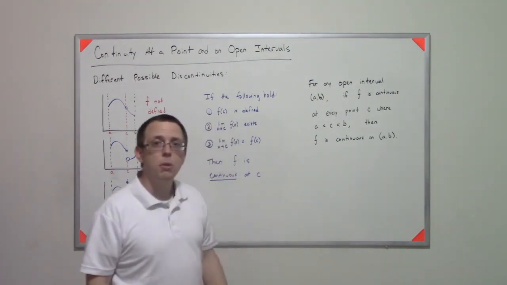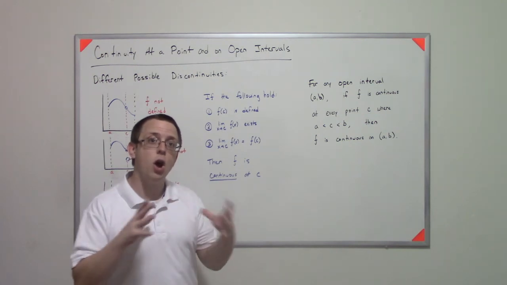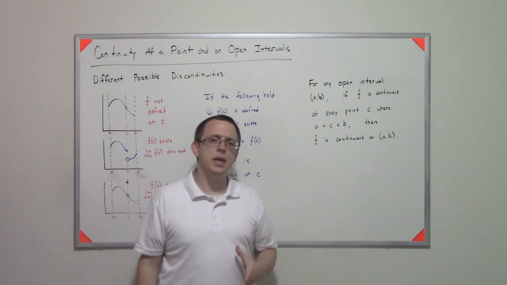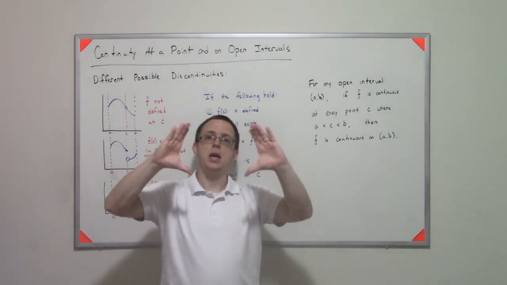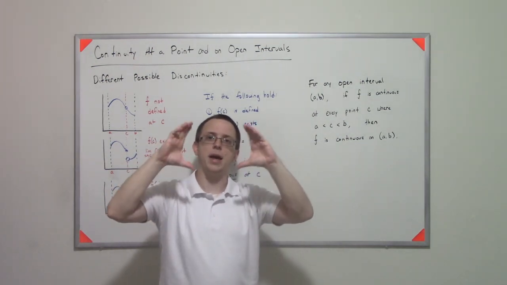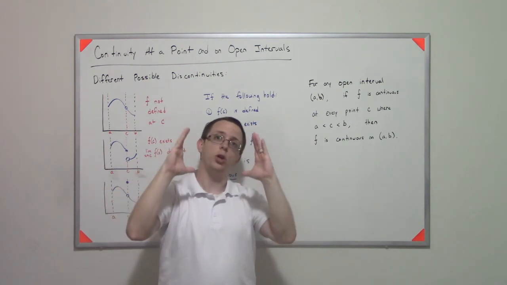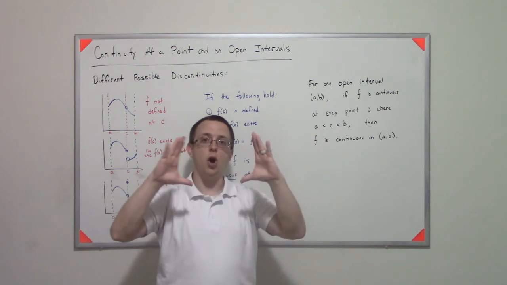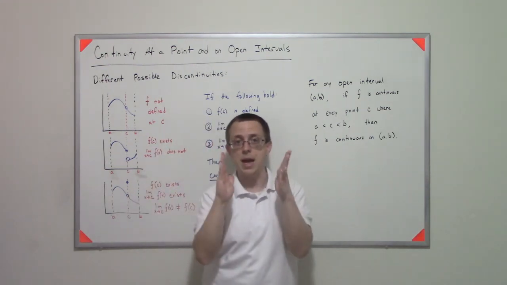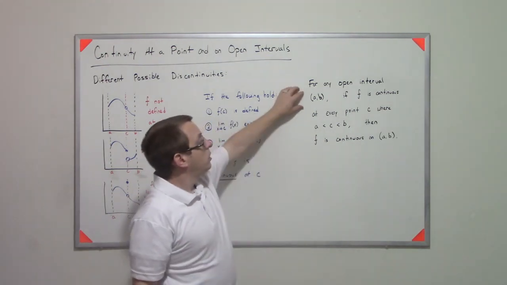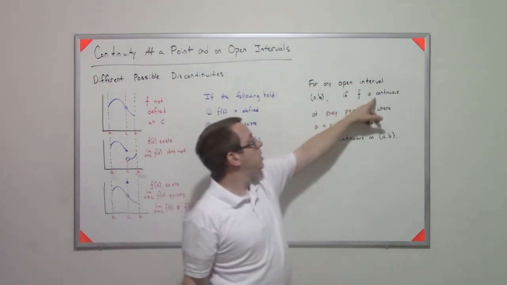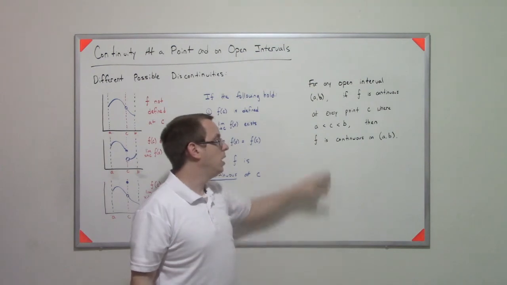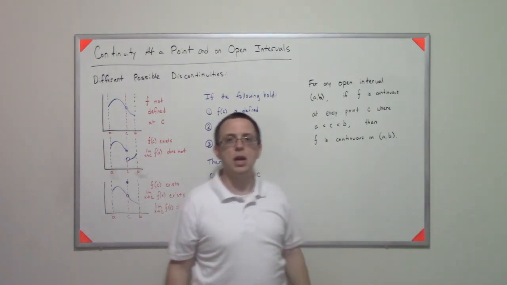But if we want to discuss the continuity on an open interval, remember that an open interval, if you have an A and a B, uses parentheses instead of brackets to say that we don't include the edges. So we don't include A, we don't include B. An open interval includes everything between A and B. So if we can prove that f is continuous at every point C, where C is between A and B, then we can say that it's continuous in that whole interval.